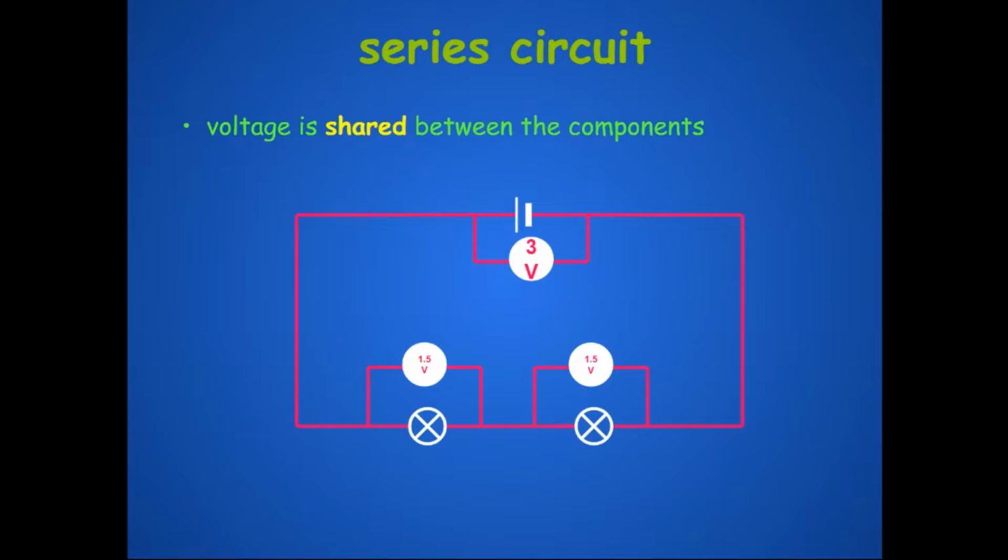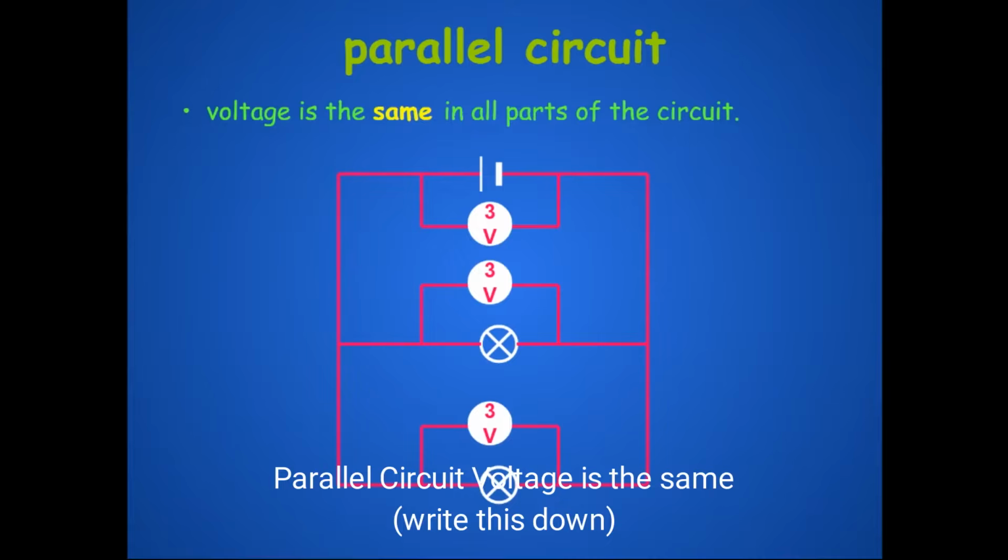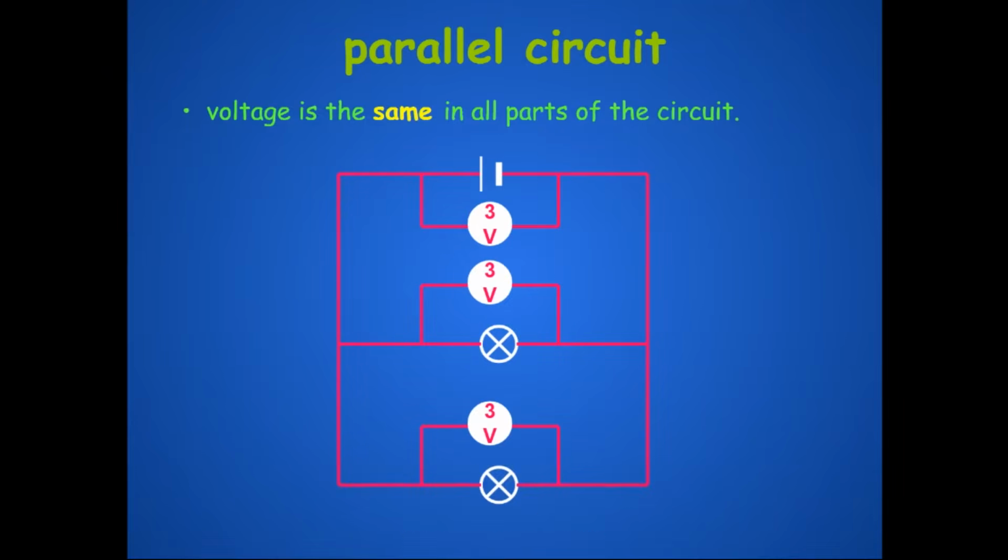Now, in a parallel circuit, it's going to be the same. So voltage is the same in all parts of the circuit. In the series circuit, it's shared. In the parallel circuit, it is the same. And so when we're looking at this example, if it's a 3-volt circuit, it's going to be 3 volts on both of those shared circuit areas.